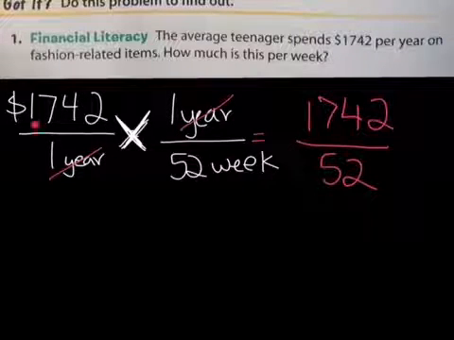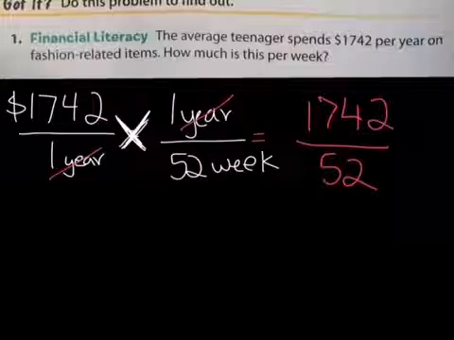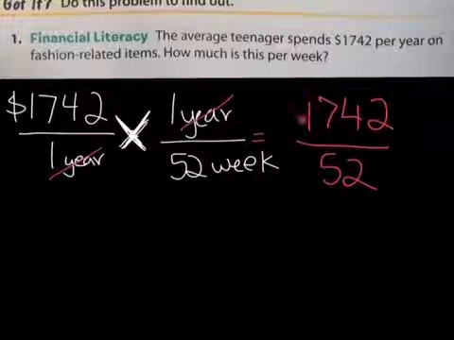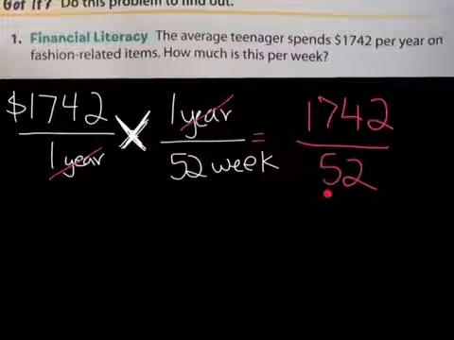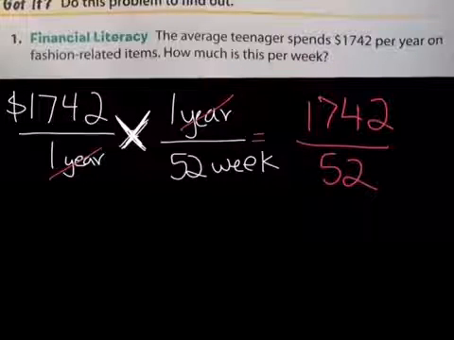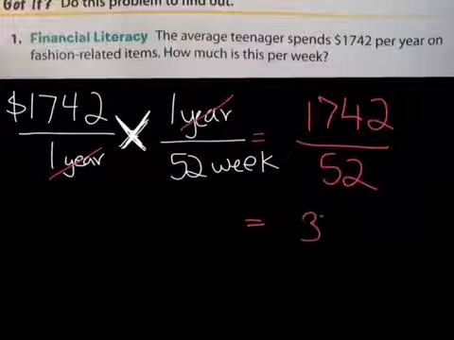And I get 1,742 times 1, and 1 times 52. It's going to give me this ratio. So now I have the amount of money divided by the number of weeks. And now I want to know what 1 week is, right? Because how much is it per week? So I'm going to divide 1,742 divided by 52. And when I do that, you can type that into your calculator, or you can do it long division style. I get 33.5.